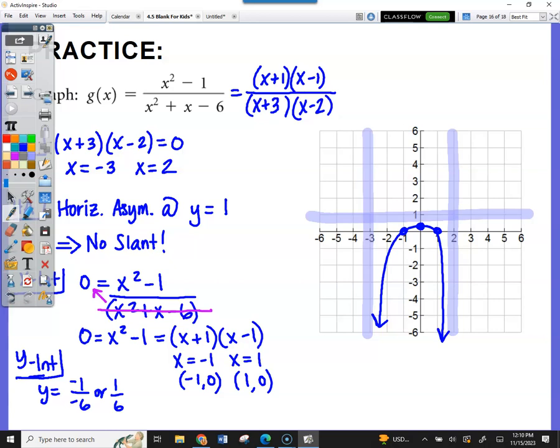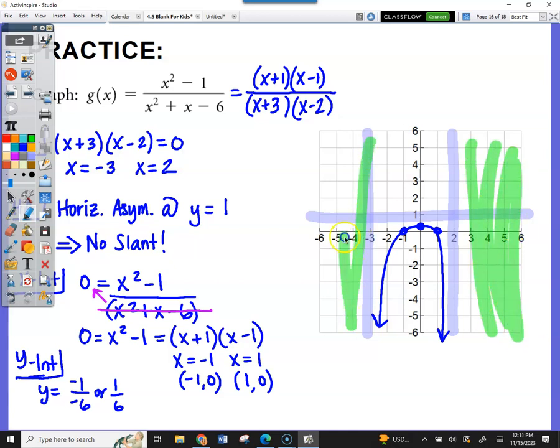Now, where do I get the rest of the graph from? Plugging stuff in. Let's think smarter, not harder. Plug in where there is nothing, like vertically, right? So there is nothing here, and there is nothing here.